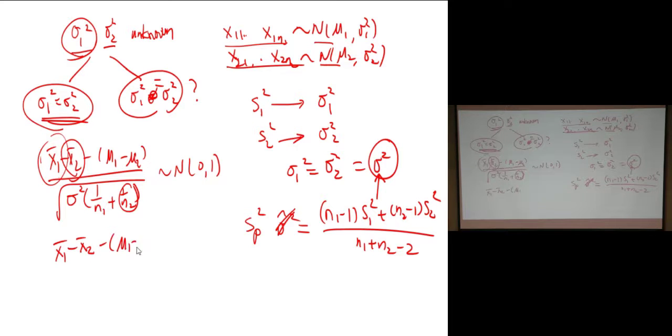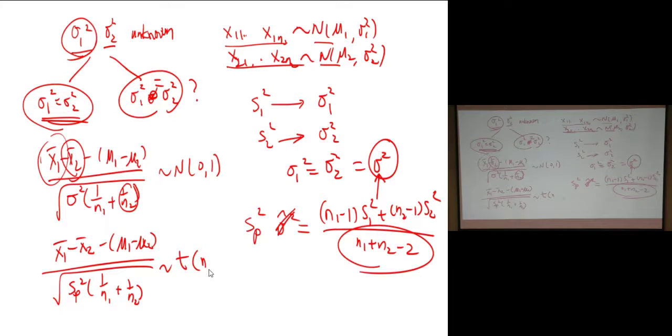So we replace this by SP square. Then this will become a T distribution, and the degrees of freedom is equal to N1 plus N2 minus 2. So that is the formula that we are going to use to construct the confidence interval for mu1 minus mu2, based on the idea that this quantity follows a T distribution with N1 plus N2 minus 2 degrees of freedom.